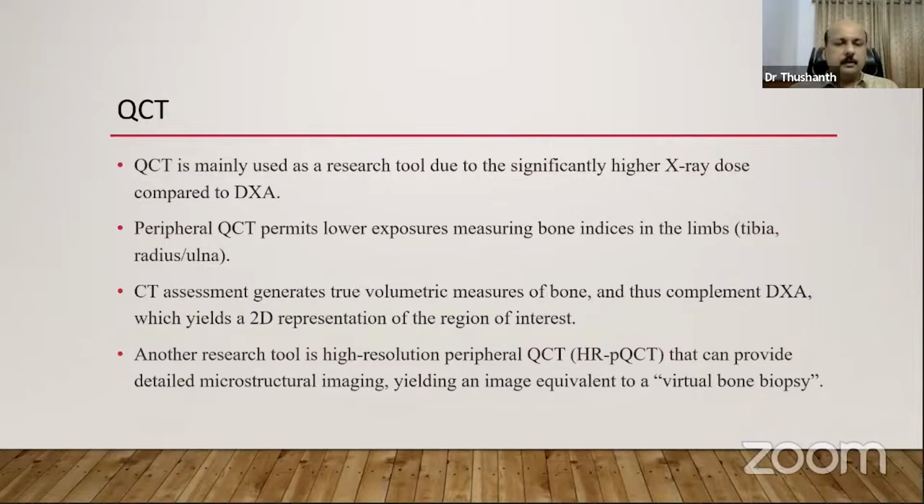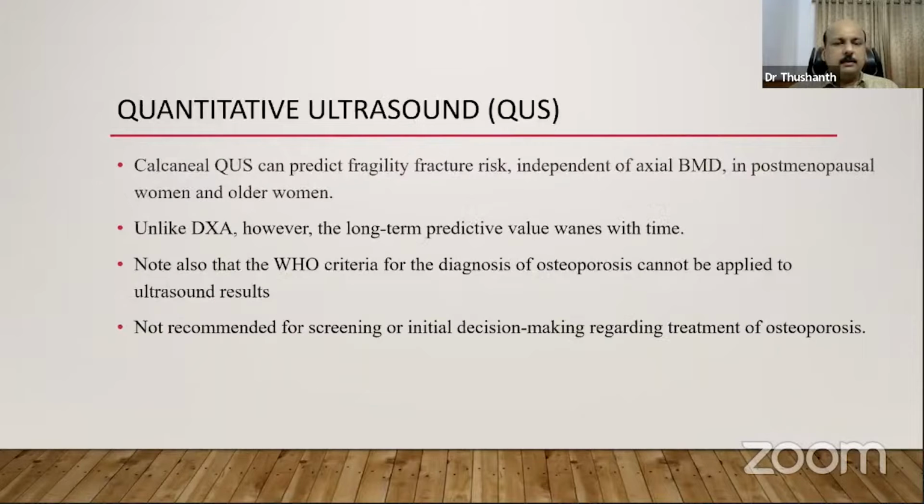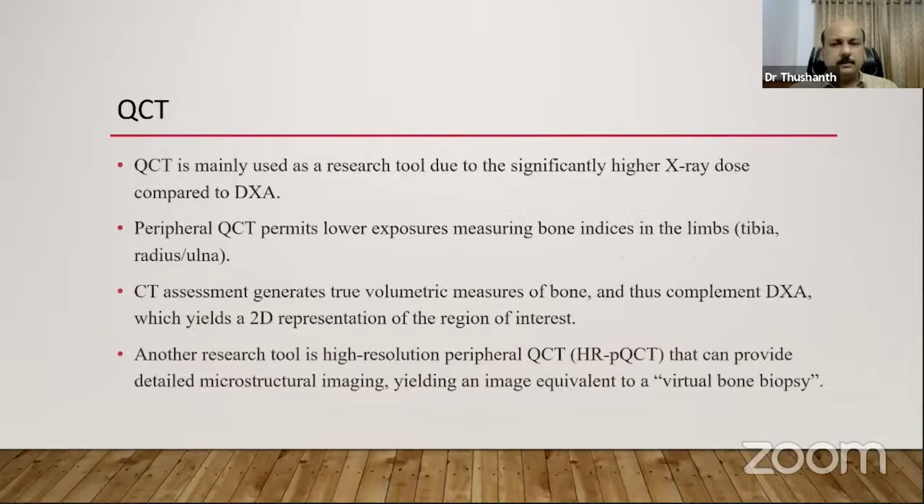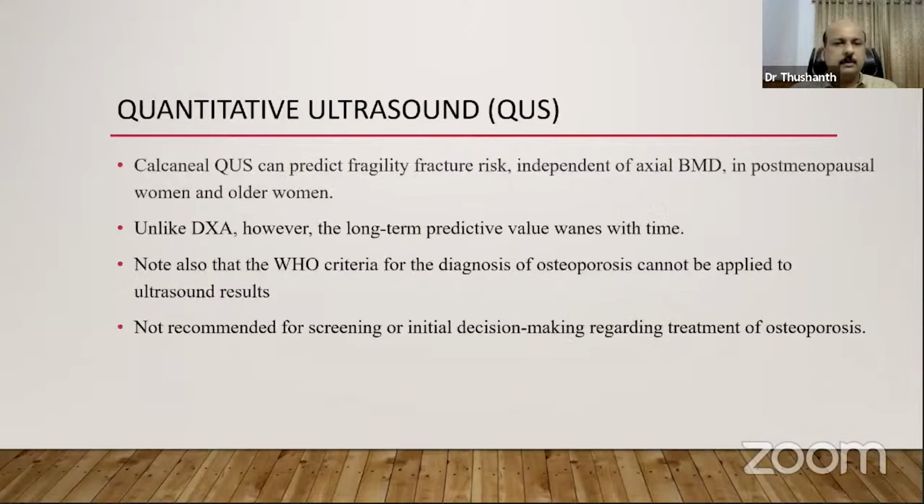Then there are quantitative CT and quantitative ultrasound. They are more for research purposes. We don't use them in clinical practice very often. Quantitative CT involves a different CT machine itself. Some changes in the machine are required. And then it involves much more radiation exposure. So it is not routinely used, unless in a research study or in such a setting.